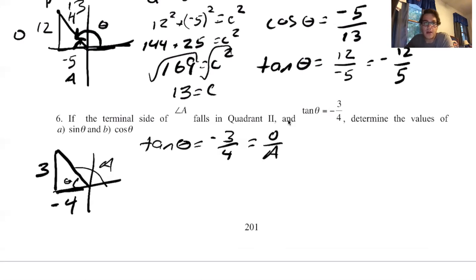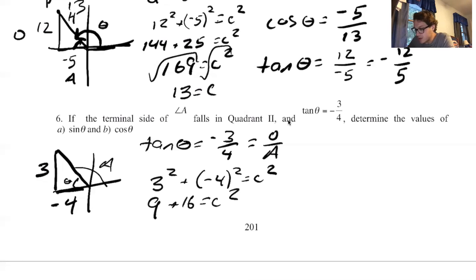We need to know the value of the hypotenuse in order to solve for sine and cosine, but in order to do that, we're just going to use the Pythagorean theorem, right? Plugging in the values of our legs, 3 squared plus 4 squared. So we have 9 plus 16 should equal c squared, or 25 equals c squared. Taking the square root, we have that 5 is just equal to c.